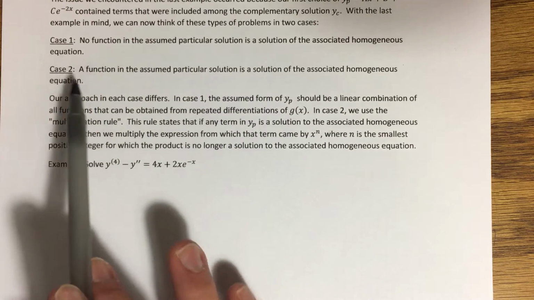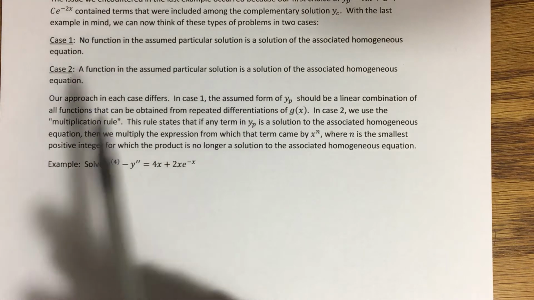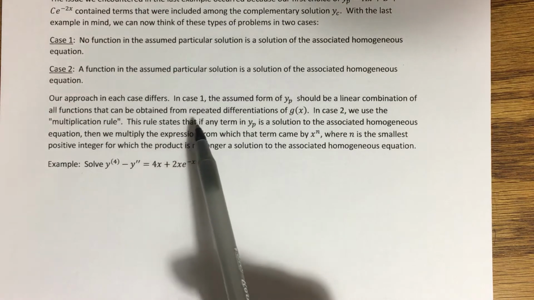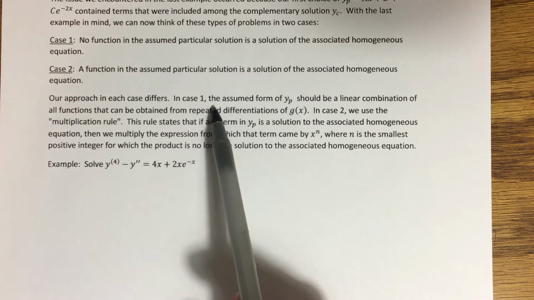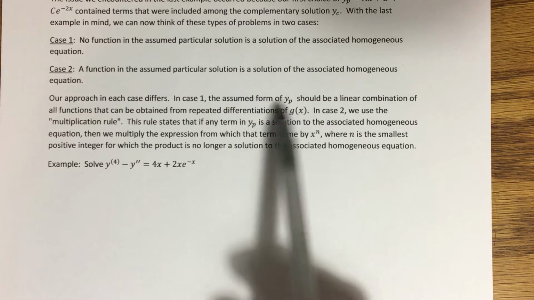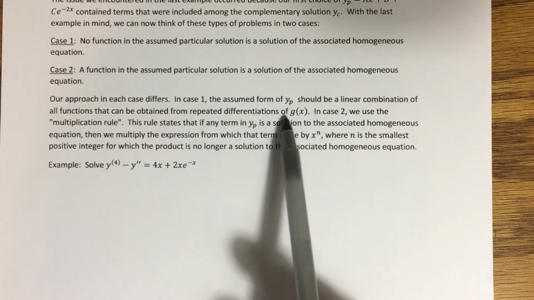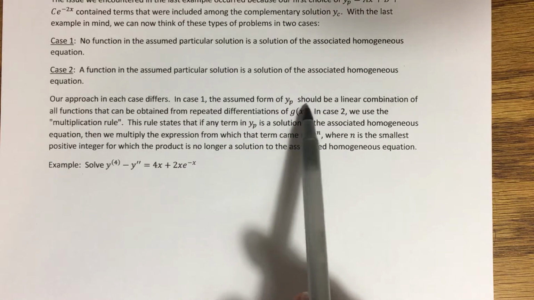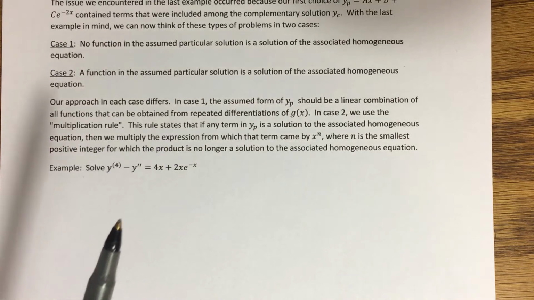So what do you do in case 2? We just did an example of one of these, but we want kind of a general rule to follow. So first of all, in case 1, the assumed form of yp should be a linear combination of all functions that can be obtained from repeated differentiations of g of x. So this general rule kind of justifies what we did when we, let me find a second example here.